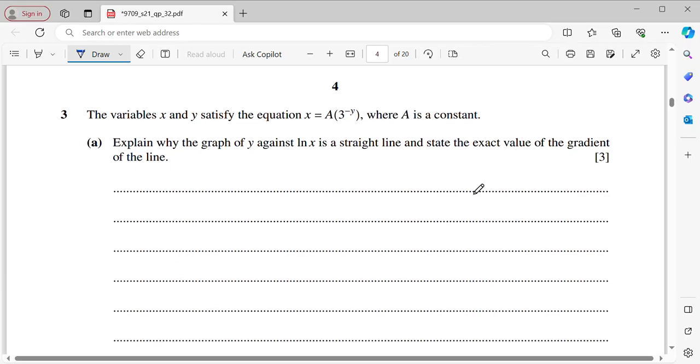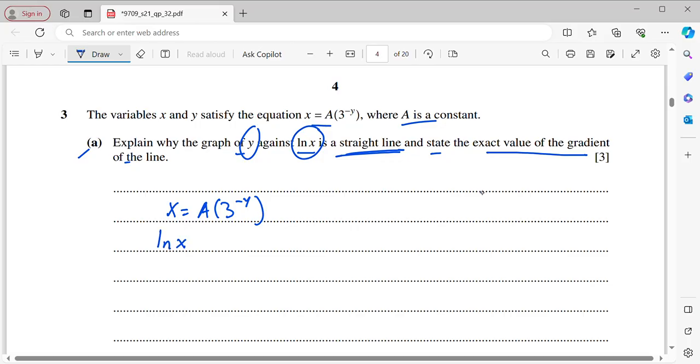Now for question number 3. The variables x and y satisfy the equation x equals to a times 3 to the power of negative y, where a is a constant. Part A: explain why the graph of y against ln x is a straight line, and state the exact value of the gradient of the line. So now x equals to a times 3 to the power of negative y. It's mentioned y against ln x, that means now we have to take ln both sides. So ln x equals to ln of a times 3 to the power of negative y.